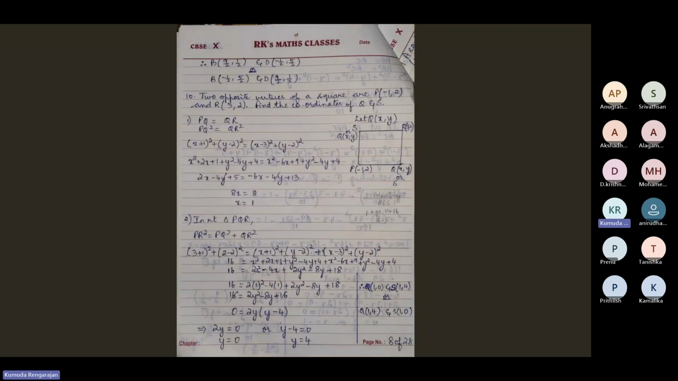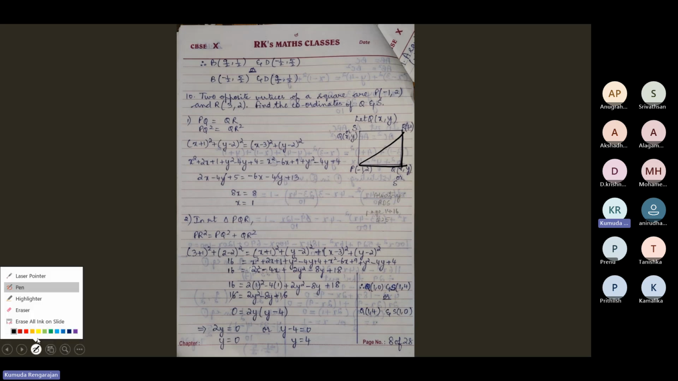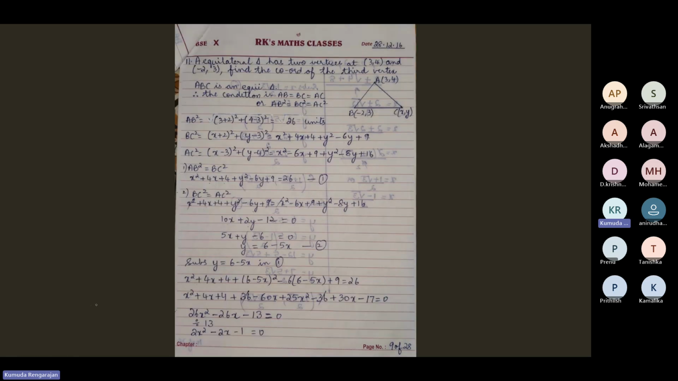For a square, we worked with two conditions: the sides are equal, PQ is equal to QR, and then the Pythagoras theorem. These are the two conditions we used to construct equations. So here in an equilateral triangle, we know that all the sides are equal. So the condition is AB is equal to BC is equal to AC, or AB square is equal to BC square is equal to AC square. That's the only condition.